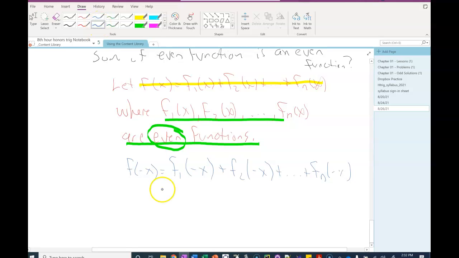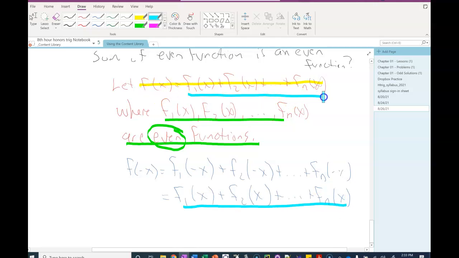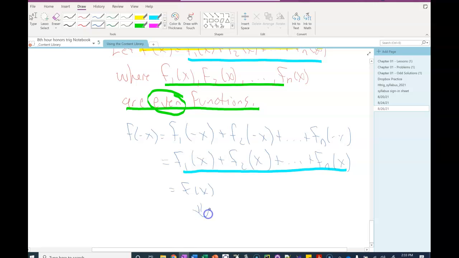And I know by the definition of even functions that f of negative x is equal to f of x. So each one of those I can rewrite just as f1 of x, f2 of x, all the way down to fn of x. And now because this is the same as this, I know that f of negative x is equal to f of x. So yes, the sum of even functions is even.